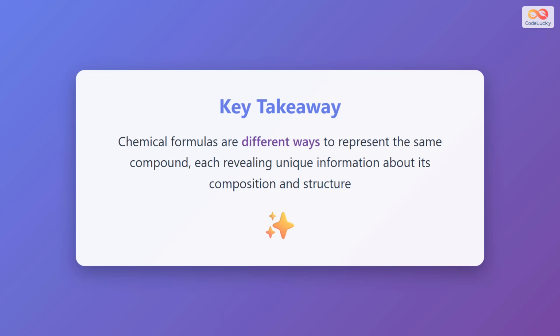The important thing to remember is that chemical formulas are simply different ways to represent the same compound. Each type reveals unique information about composition and structure. As a chemist, you'll use different formula types depending on what information you need to communicate. Understanding all these forms gives you a complete picture of how substances are built at the molecular level.